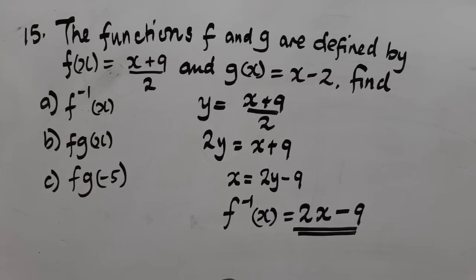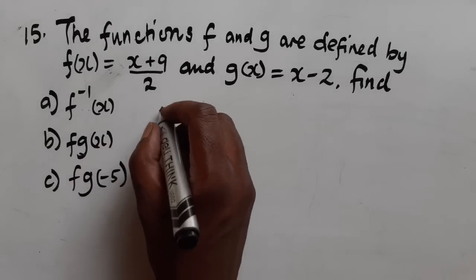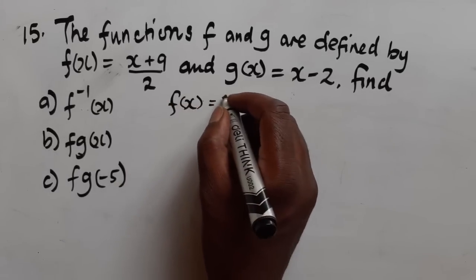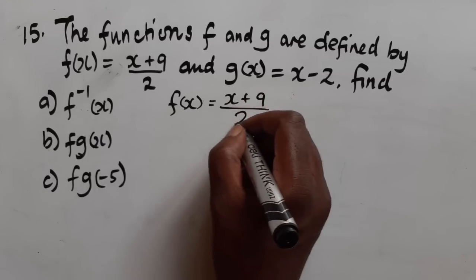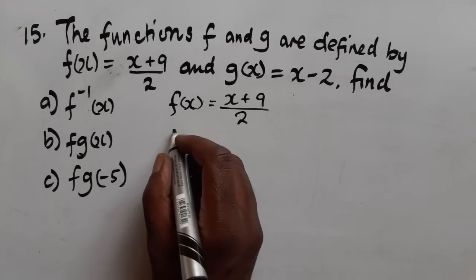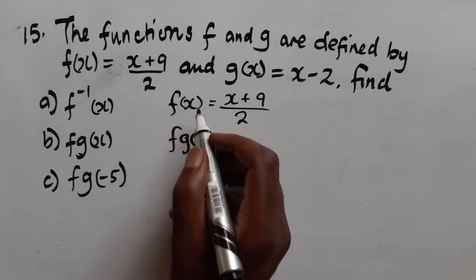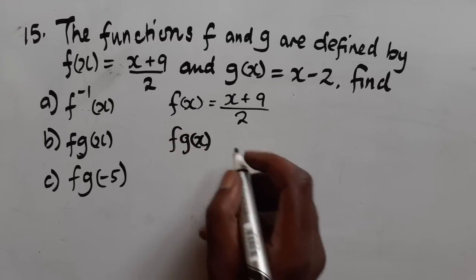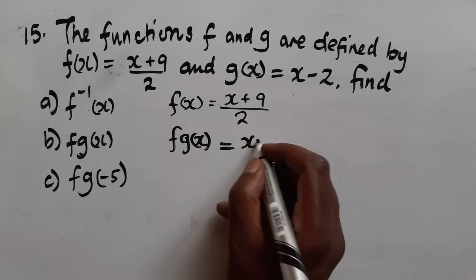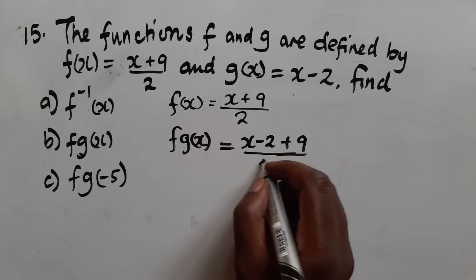Let's go to the second one. The second one is a composite function. We have f(x) equals (x plus 9) over 2. Look at x in f(x). So when we say f(g(x)), it means the position where there was an x, what have we put? g(x). So here where we have an x, we put x minus 2, then plus 9 over 2.